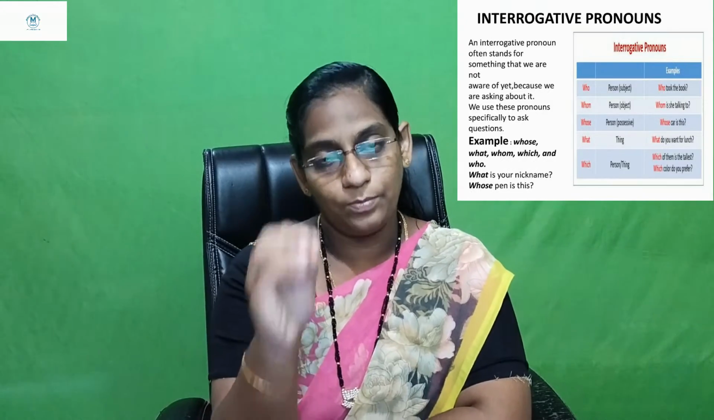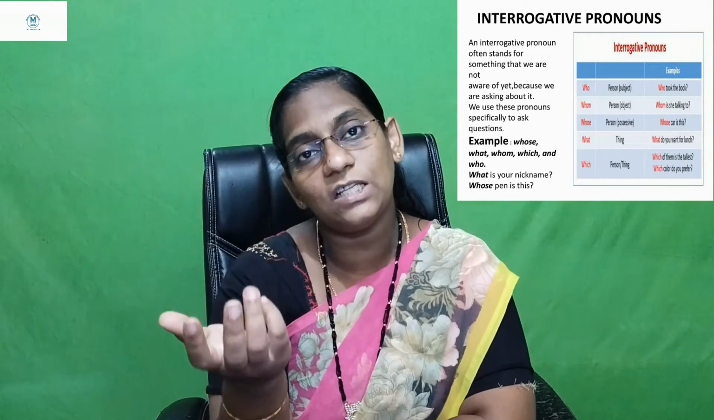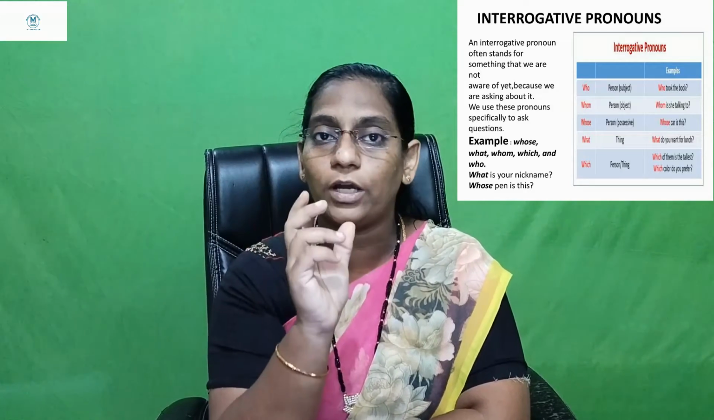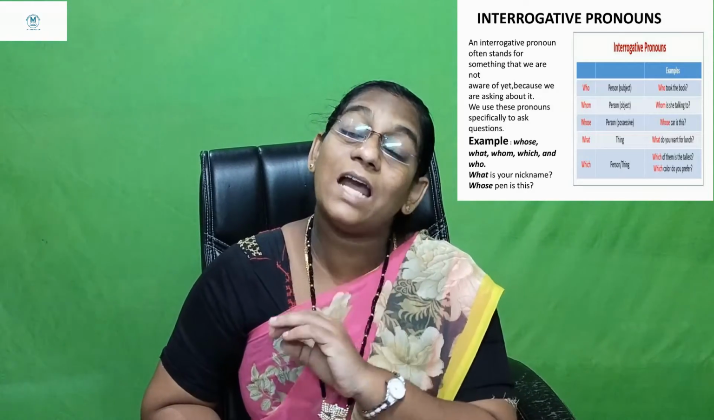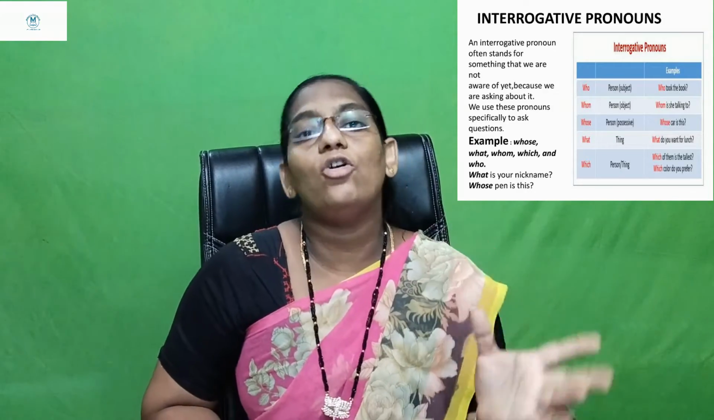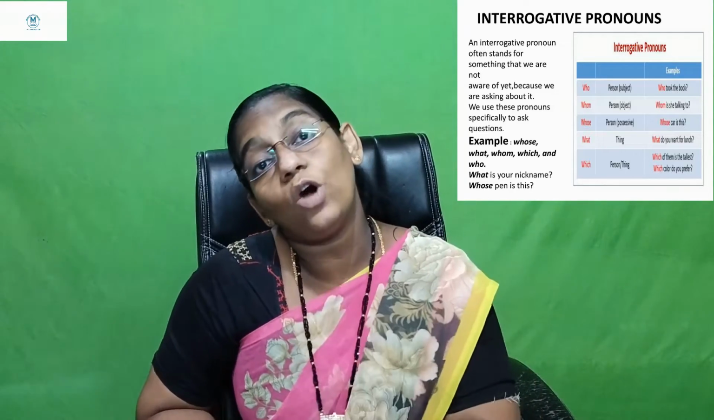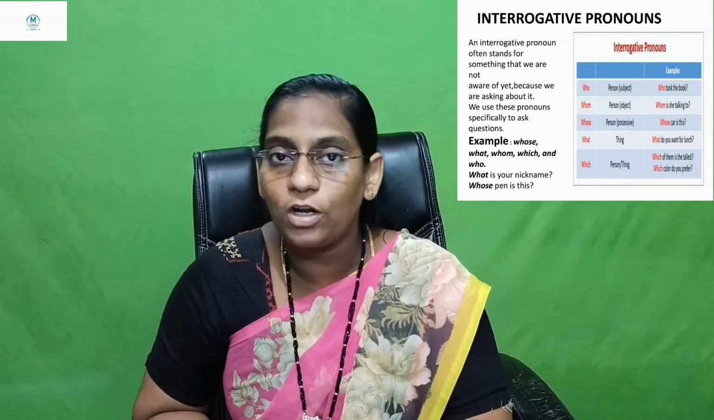So whose pen is this, I ask. Understand? I just want to know the ownership of the thing. Who is the owner of that pen? Then I use what type of interrogative pronoun? Whose pen is this? If the person is an object, then in that scenario I use whom as an interrogative pronoun. And if the person is the subject in the sentence, then I use who. So an interrogative pronoun often stands for something that we are not aware of. When we don't know about that, in that scenario, we use interrogative pronouns.